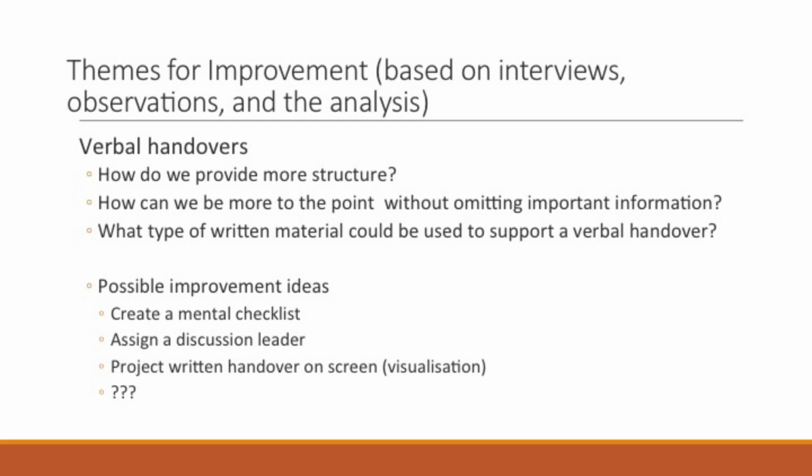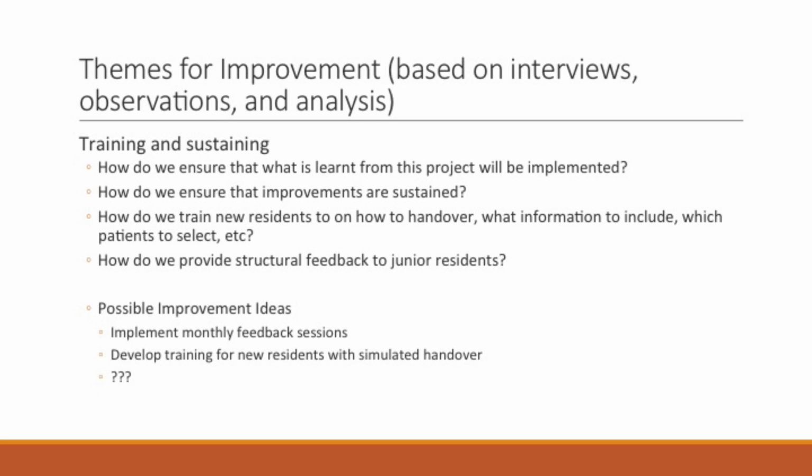For our verbal handovers, we talked about how we could provide more structure. Again, we also talked about how we could be more to the point without omitting important information. And we talked about the types of written material that could be used to support a verbal handover. Possible improvement ideas that the residents developed were to create a mental checklist and then to project the written handover on a screen. Themes for improvement continue related to training and sustaining.